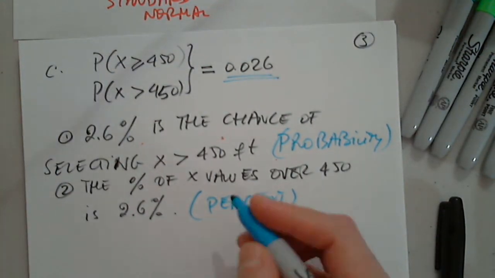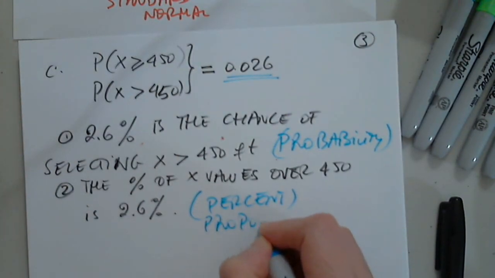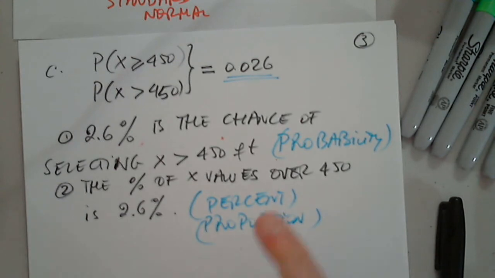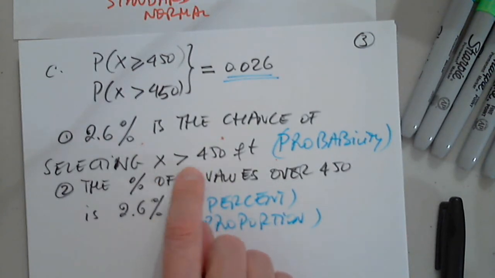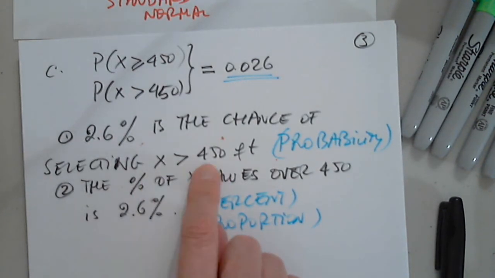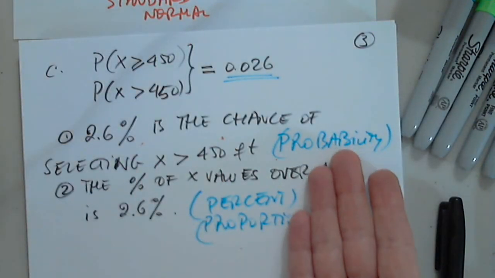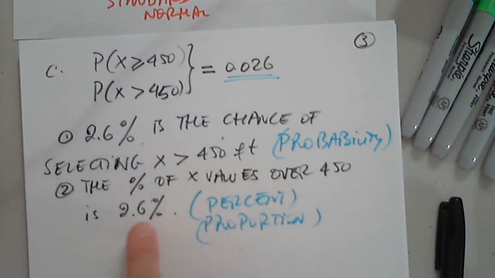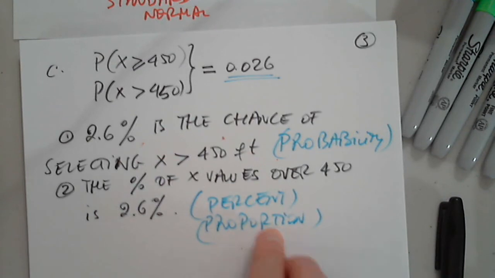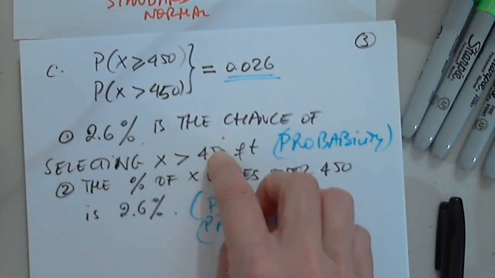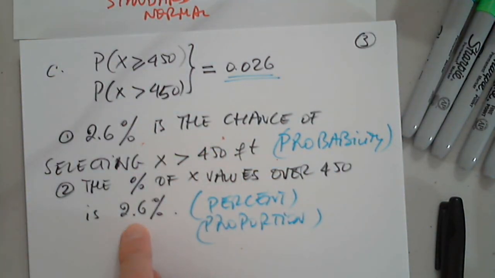Percent or proportion, same thing. So these are the 2 interpretations of the area. Either I say, in order to select something greater than 450, that's the probability. Or, what is the percent or the proportion of all values greater than 450? It is this. Same thing.